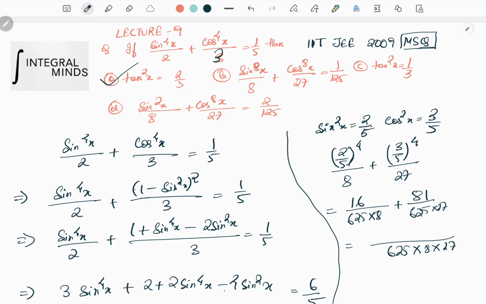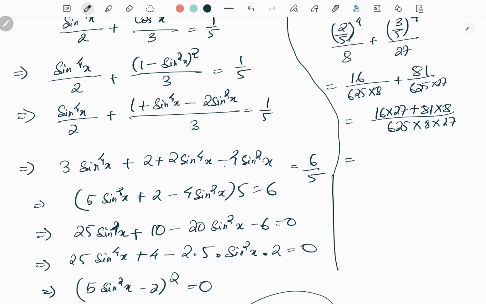So how much do we get here? 16 into 27 plus 81 into 8. So 27 into 16 will be 432, and 81 into 8 will be 648. And if we just multiply 625 into 8 into 27, we get 1,35,000.